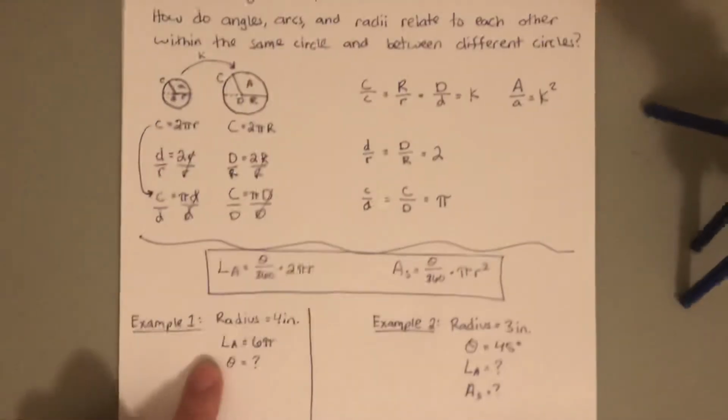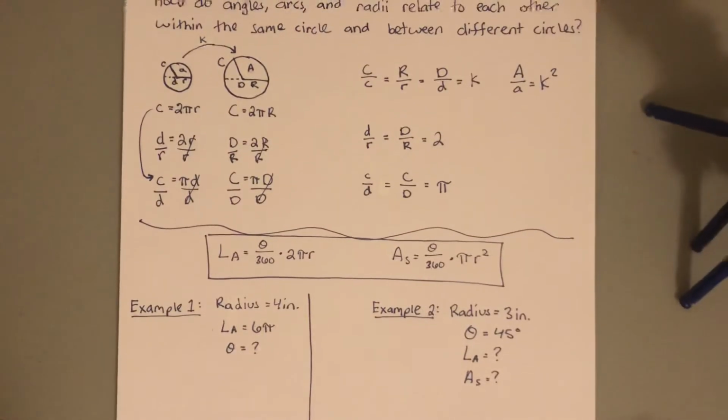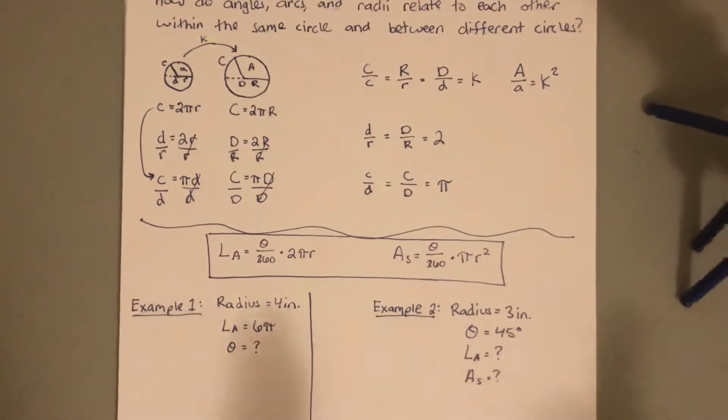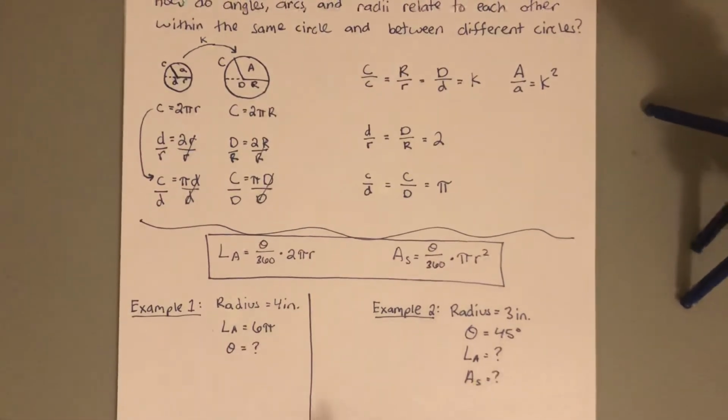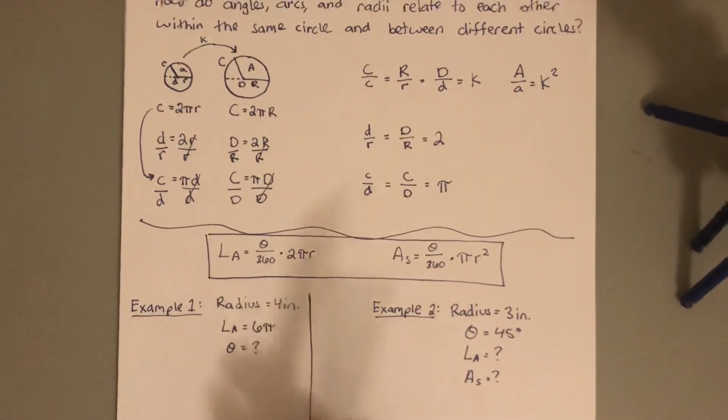So let's look at this example here. If we have a circle, we know that the radius is 4 inches. We know that the length of the arc that we want to look at is 6 pi. We need to find what that central angle is to make it that length of an arc. Because we're looking at the length of an arc, we're going to be using this first equation right here.